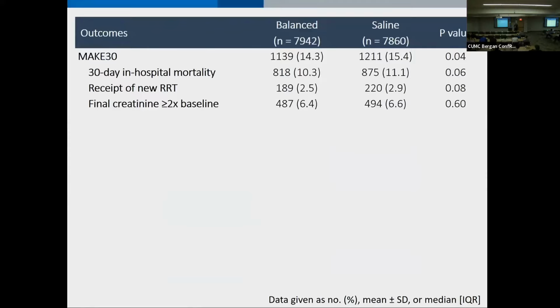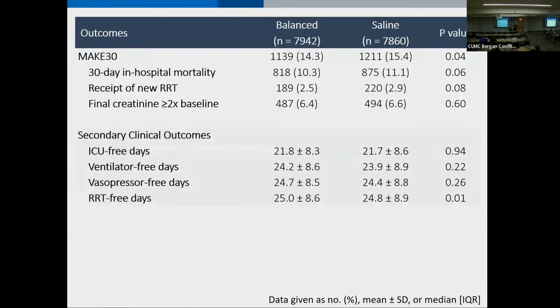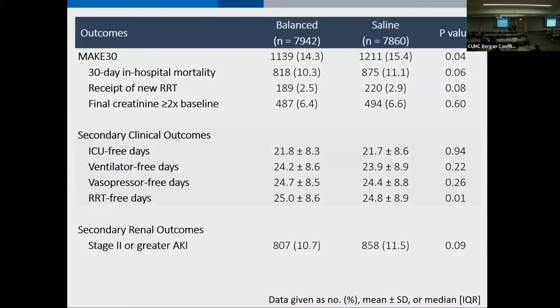What about the individual components? Here you can see they all favor balanced. None of the individual components is statistically significant by itself, which some people don't like. Secondary clinical outcomes, they're all very similar except for RRT-free days. You get less RRT in balanced fluids.